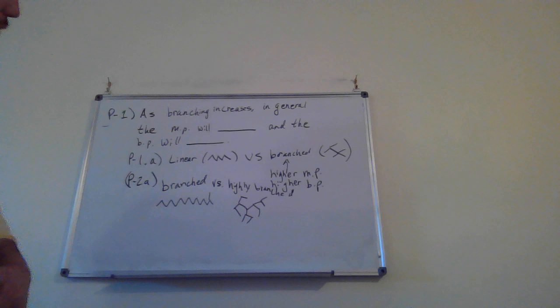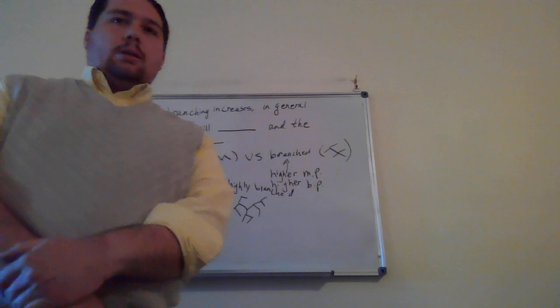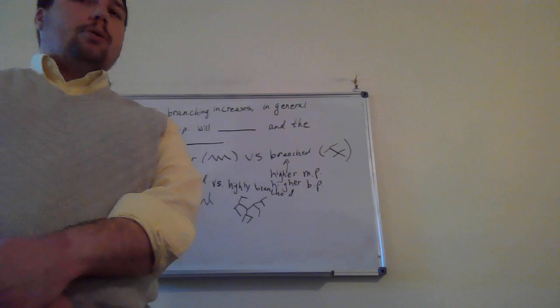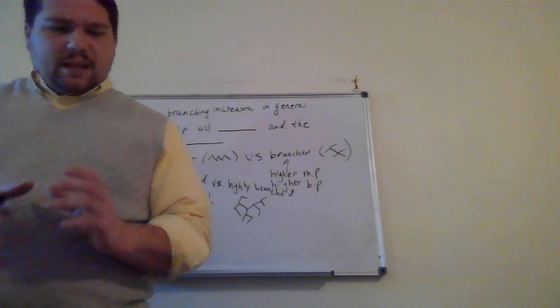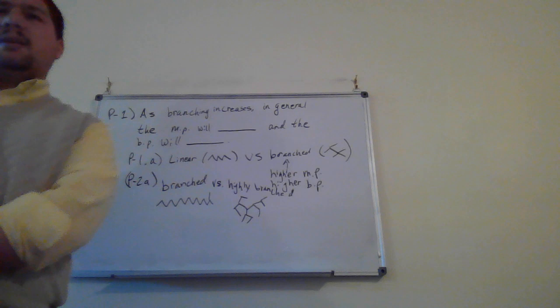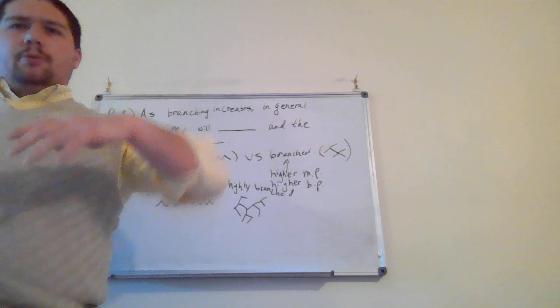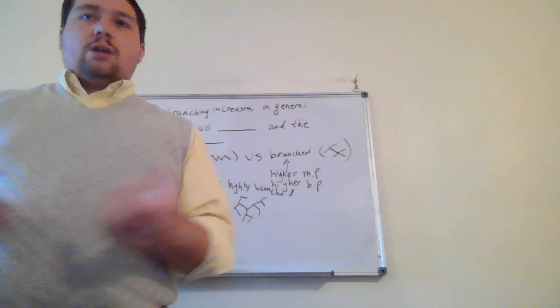Okay? Eventually, if you could do this with a big enough molecule, have enough branches, that molecule will eventually look like a sphere. Takes a little bit of thinking, but imagine that you have, say, 300 carbons in an alkane, and you branch it as much as possible. Well, the electronics within each atom will eventually try to bring this structure into a cohesive sphere.